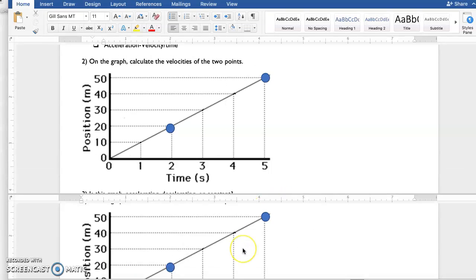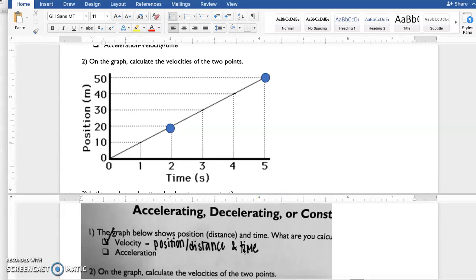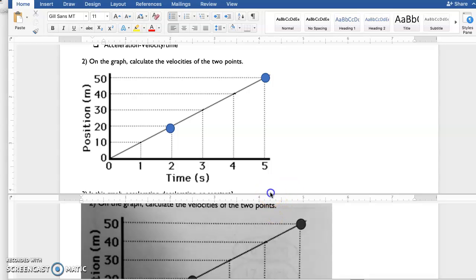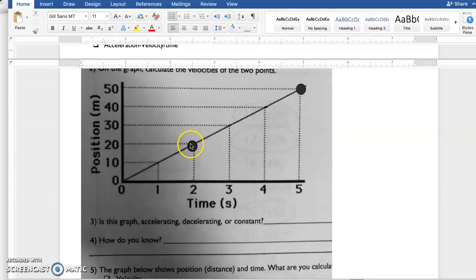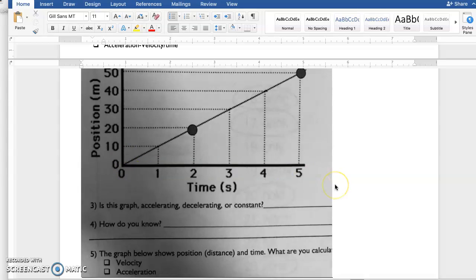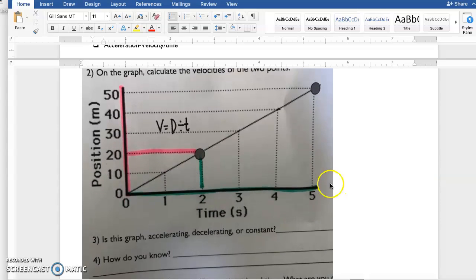Okay? Let's go down here. So first, excuse my pictures, they're a little dark, so I'm sorry. So for number 2, let's find the velocity. The first point is here. What I'm going to do is color this red and this green. Distance is red and time is green. And remember, to calculate velocity you need to divide distance by time. So the distance divided by time.